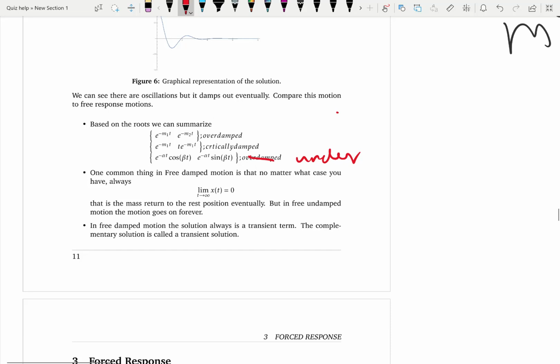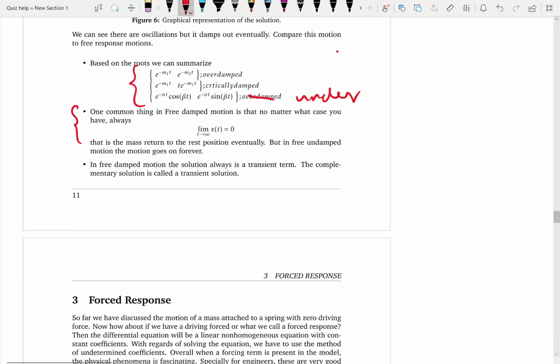Still you approach the rest position. But when you have complex roots, you have both oscillations and exponential decay. Still the damping is there, but again you approach the rest position eventually. That is the most common thing between these three motions. No matter what you have, you approach the rest position. The displacement will be 0 eventually.